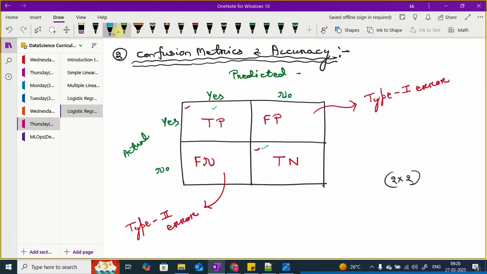Now, in some problem statements, guys, type 1 error, or false positive, is very important. At that time, you have to give more priority to reducing type 1 error than type 2 error. In some other problem statements, FN plays a very important role, so you have to give first priority to FN over FP. At that time, you have to minimize type 2 error more than type 1 error. Clear, guys? Clear?